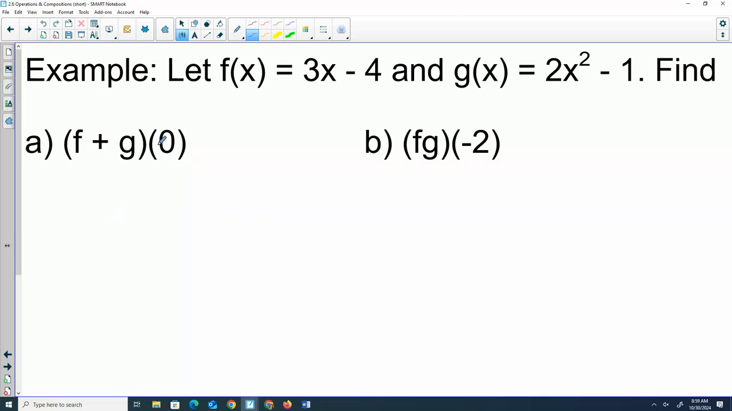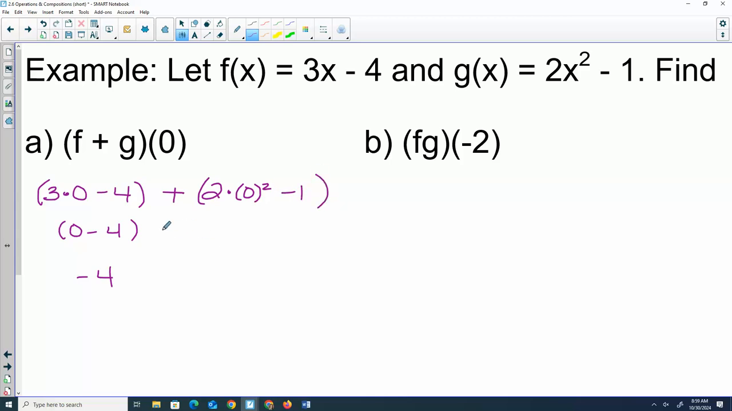Exactly. We're going to put 0 into both of them, so it replaces the x, and then we add those answers together. So if I put 0 into f, that's 3 times 0 minus 4. So we get 0 minus 4, or negative 4. If I put 0 into g, 2 times 0 squared minus 1. So 0 minus 1 is negative 1, and negative 4 plus negative 1 is negative 5.